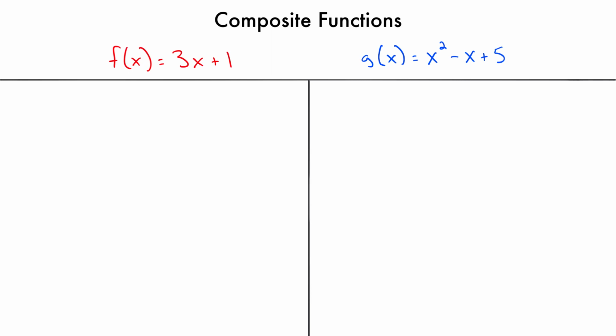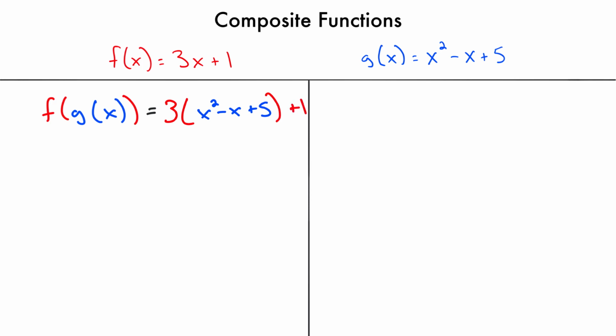So what I could do is I could write it as the following. f of g of x. And what that is stating is I am going to take the function g and substitute it into the function f. I'm going to replace x in the function f with the entirety of g. So that would be equal to 3 times x squared minus x plus 5 plus 1.